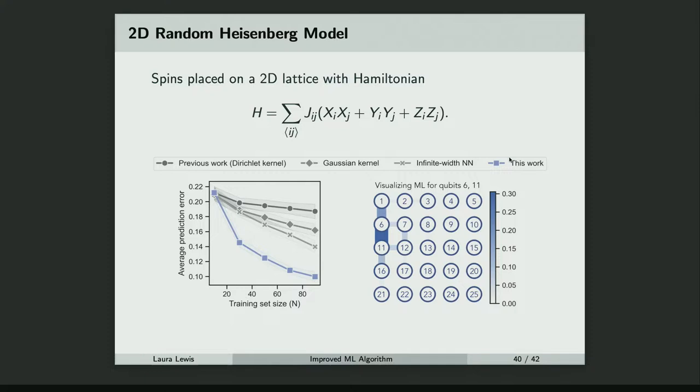Here, the gray lines are what was done in the previous work, Huang et al.'s work, and the blue line is our new algorithm. On the x-axis is training set size, and on the y-axis is the average prediction error. What we see is that as the training set size increases, there is a much steeper drop in the average prediction error. This indicates the favorable scaling in terms of 1 over epsilon. What's important here is that we can get the same average prediction error with a much smaller training set size. Or alternatively, we could get a much lower prediction error with more training data.